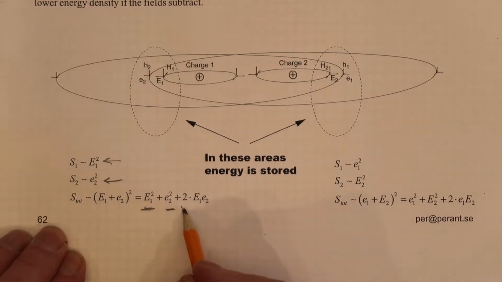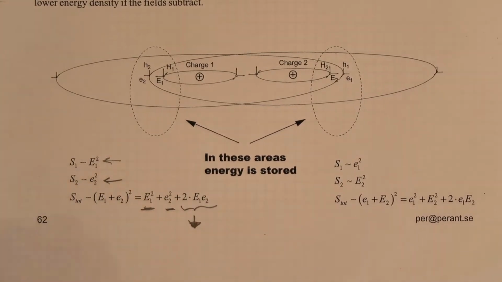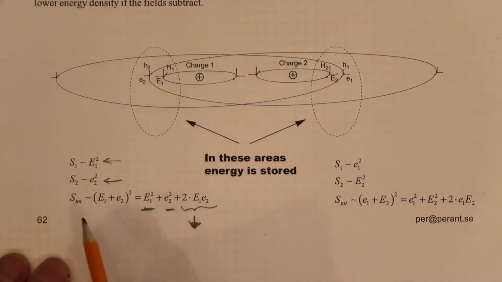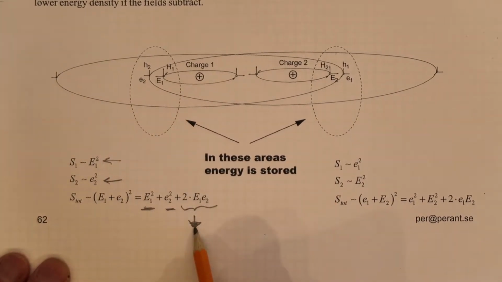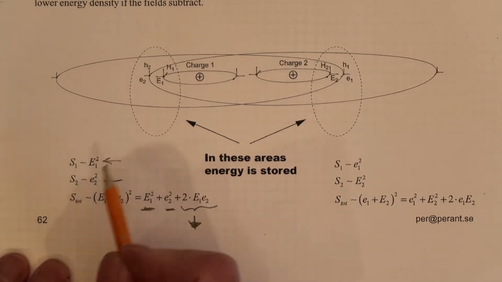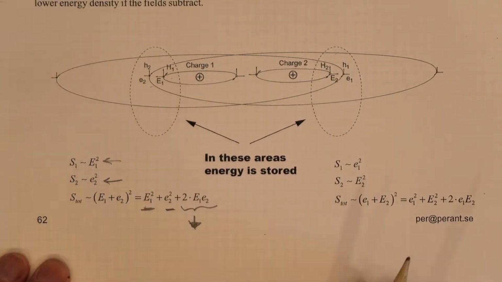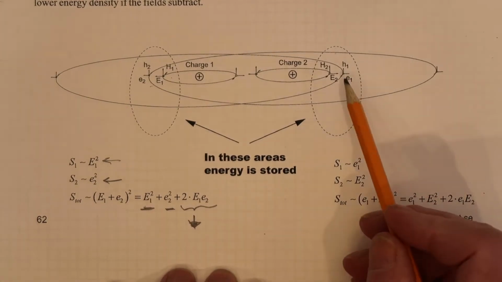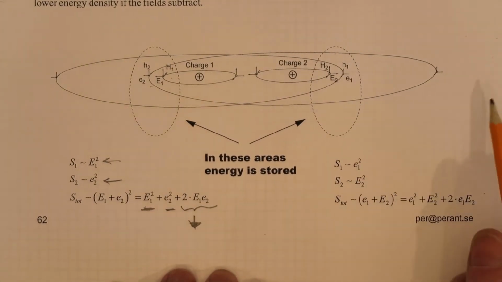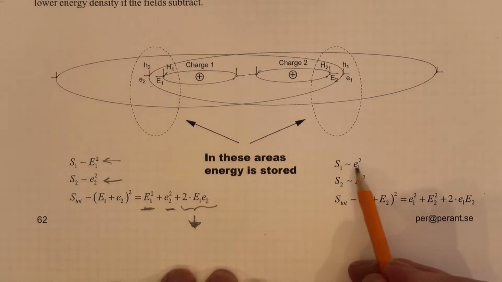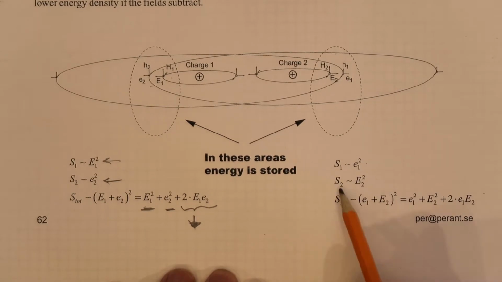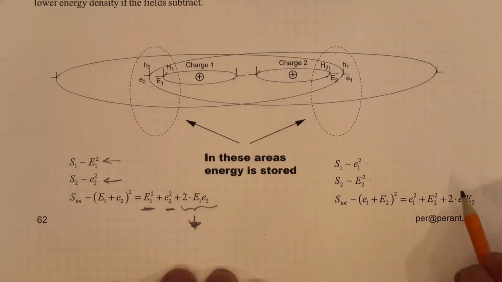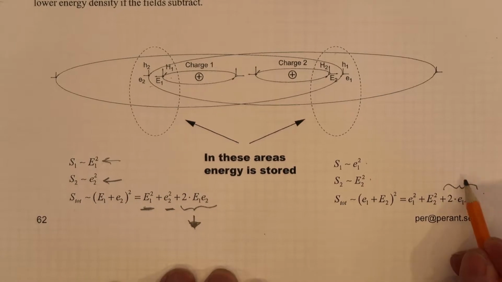But we get an extra component here, which means that the total radiation here is larger than the sum of the radiations. And the same happens over here. We have the radiation intensity from charge 1 and we have from charge 2, and also here we have an extra term.